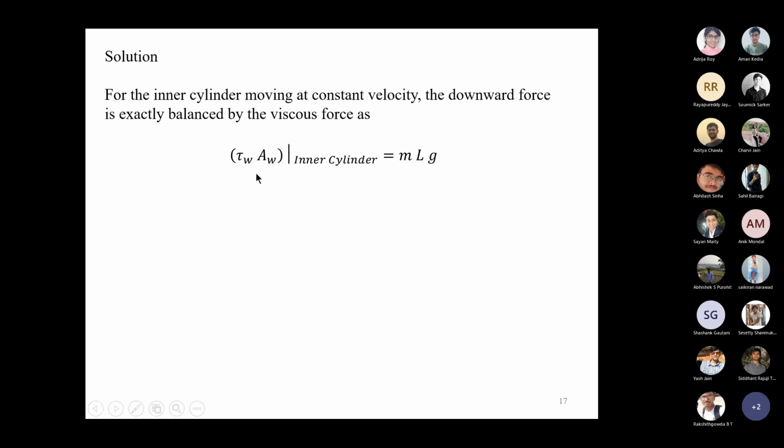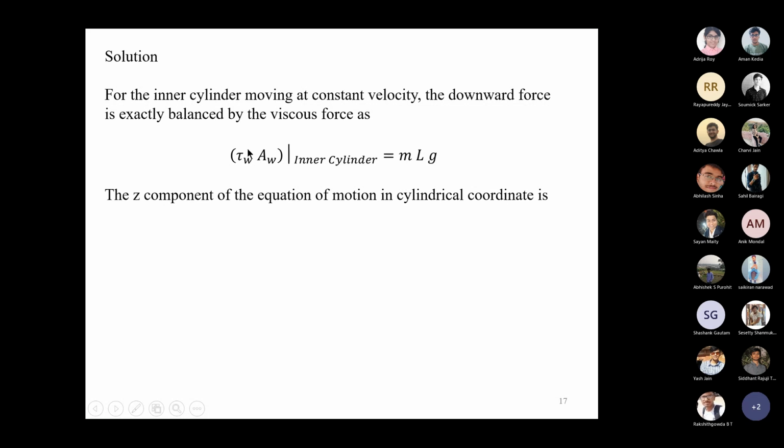As I have mentioned, the condition for constant velocity must be that the opposing force is equal and opposite to the downward body force, which in this case is gravity, m being the mass per unit length of the cylinder and L being the length. So that's a straightforward force balance which one can write. And we would like to find out this tau w.